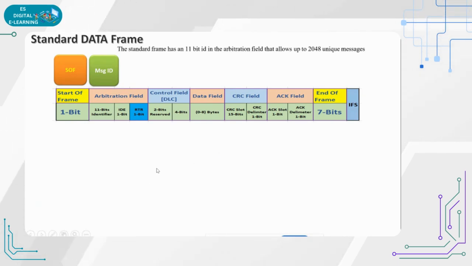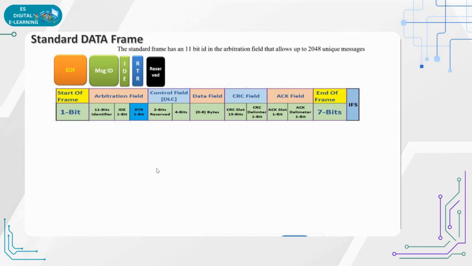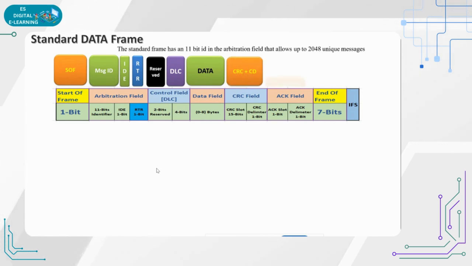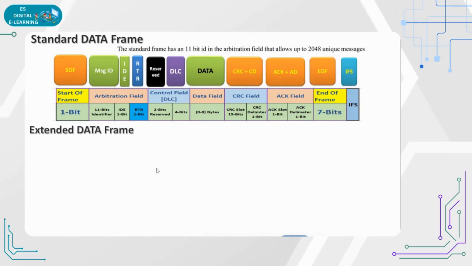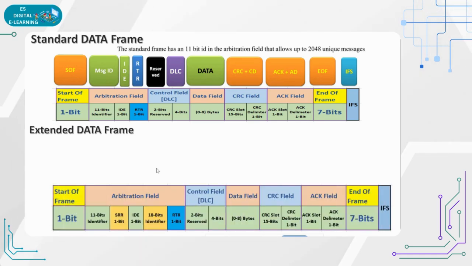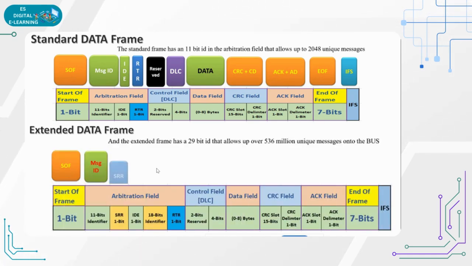Next we have the arbitration field, we have the IDE, and we have the RTR. Next we have the control field, which has the reserved bit and the DLC, then the data and the CRC field, acknowledgement, end of frame and IFS. The extended frame has the same, with the difference in the IDE. Here instead of the 11-bit, it will be a 29-bit identifier, and we are able to select unique IDs for many more messages.